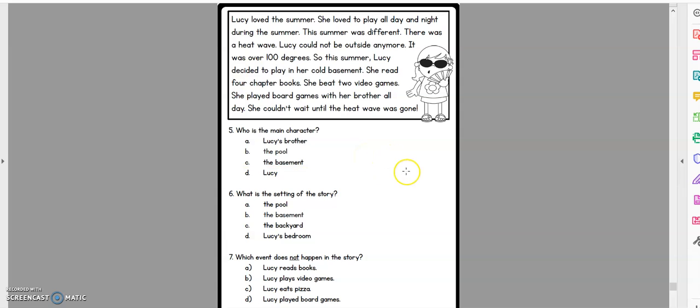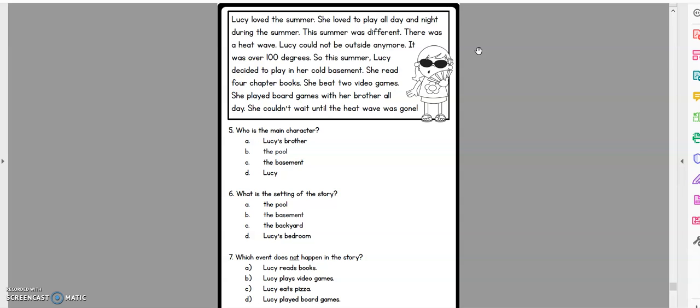topics. All right, Lucy loved the summer. She loved to play all day and night during the summer. This summer was different. There was a heat wave. Lucy could not be outside anymore. It was over 100 degrees. So this summer, Lucy decided to play in her cold basement. She read 4 chapter books. She beat 2 video games. She played board games with her brother all day. She couldn't wait until the heat wave was gone.